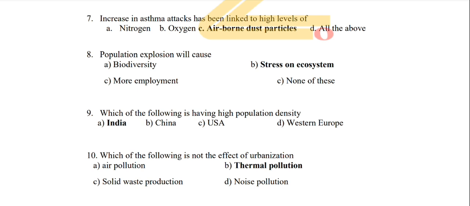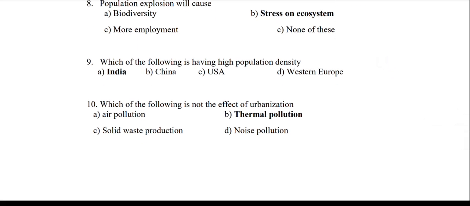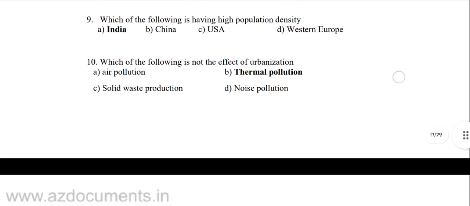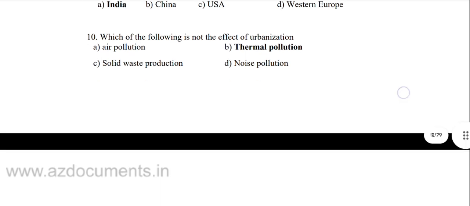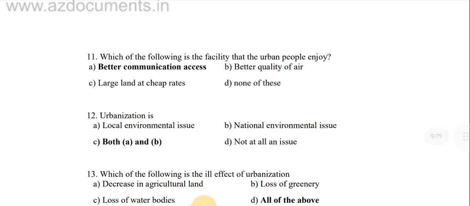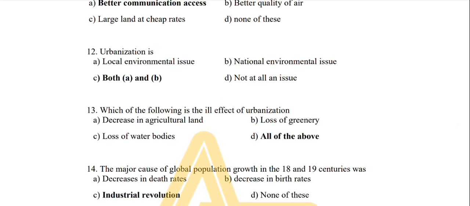Population expansion will cause stress on the ecosystem. Ninth question, which of the following has a high population density? Option A, India. 10th question, which of the following is not an effect of urbanization? Option B, thermal pollution. 11th question, which one of the following is a facility that urban people enjoy? Better communication access. Urbanization is option C, both A and B, a local environmental issue, national environmental issue.